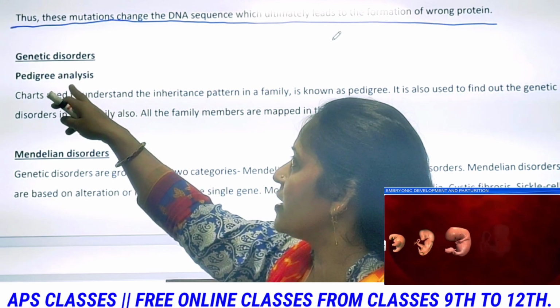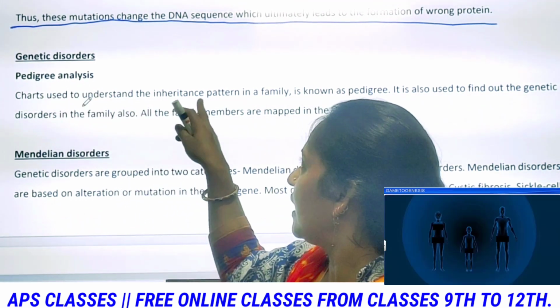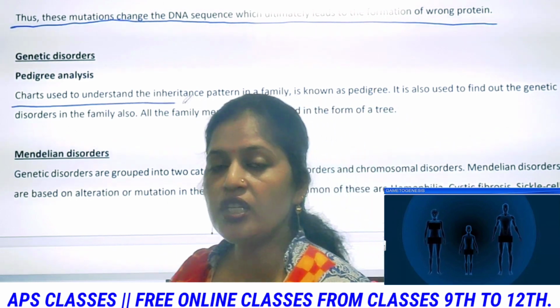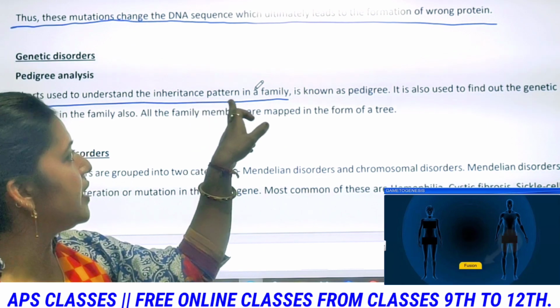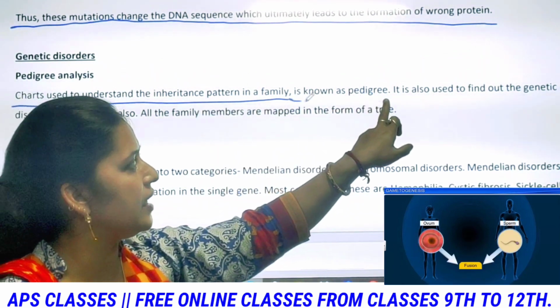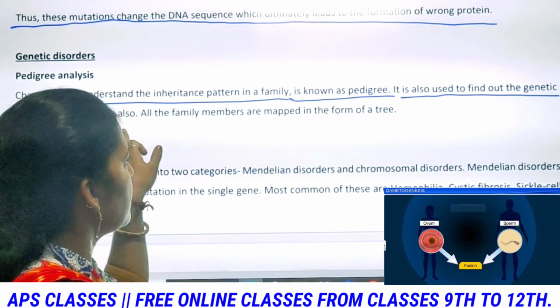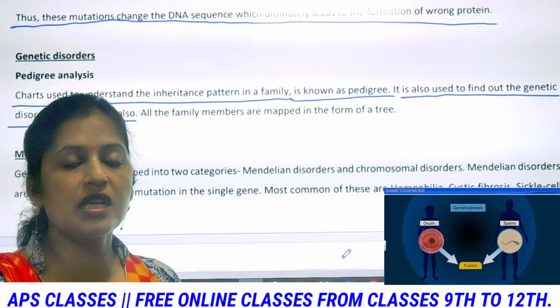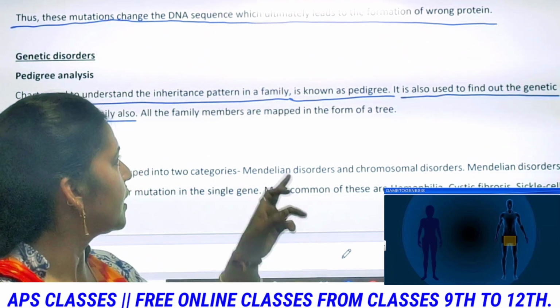First genetic disorder is the pedigree analysis. Charts used to understand the inheritance pattern. The charts on the basis of which we understand the inheritance pattern in a family are known as pedigree. It is also used to find out the genetic disorders in the family. On this basis we can find out the genetic disorders in any family.